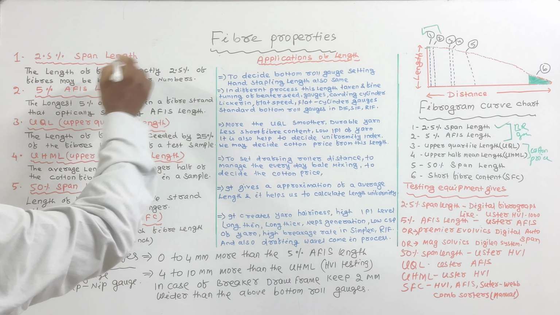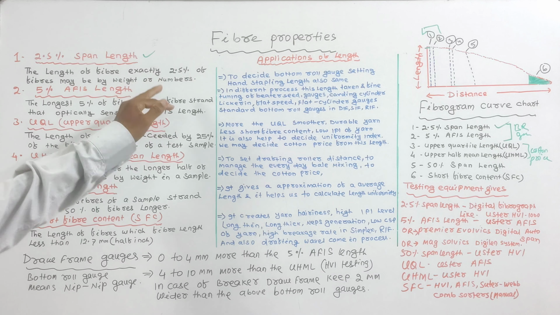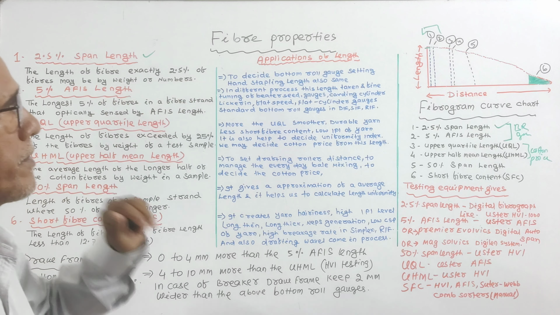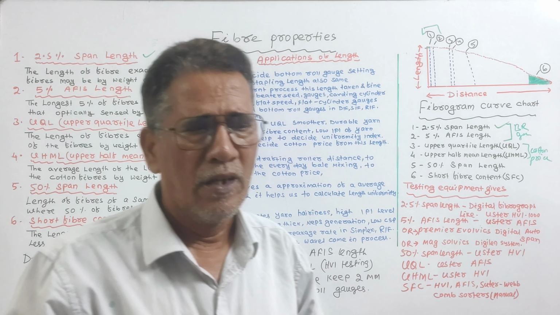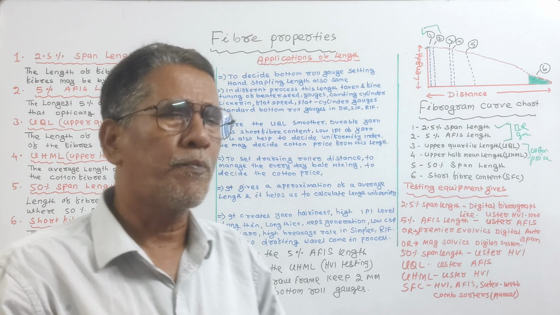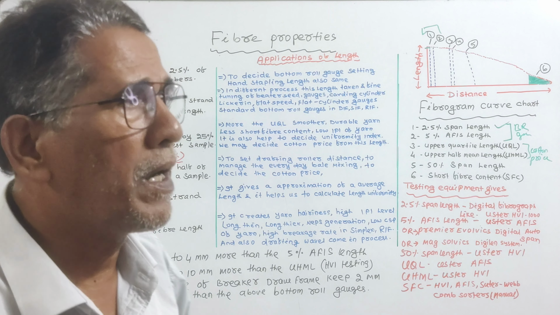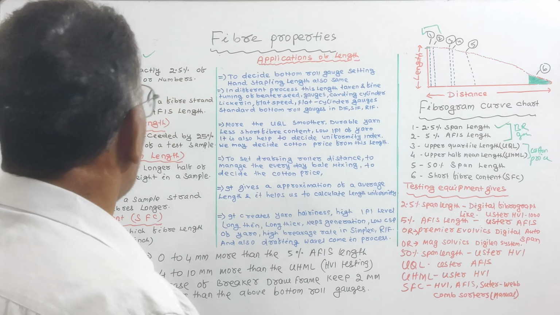Now you see number one is 2.5% span length. That means the length of fiber for exactly the longest 2.5% of fibers, may be weight or numbers. Suppose we have taken 1 gram of fiber, and 2.5% of it, how much is coming? That fiber length will be decided as the 2.5% span length.